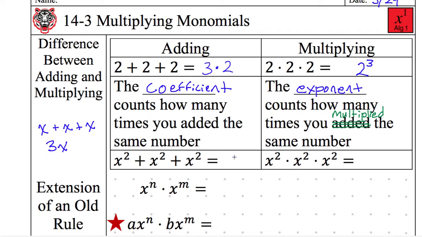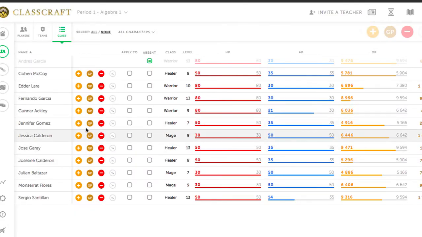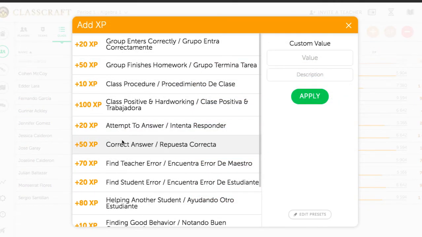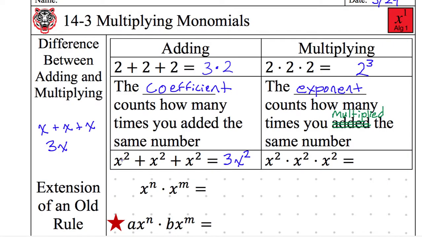Fernando, go for it. 3x to the second power. Yes, 3x to the second power is indeed correct. I have 3 of those x to the second powers. 3 of those x squareds. Thank you, Fernando. And Fernando, your card is now in. I have collected you.